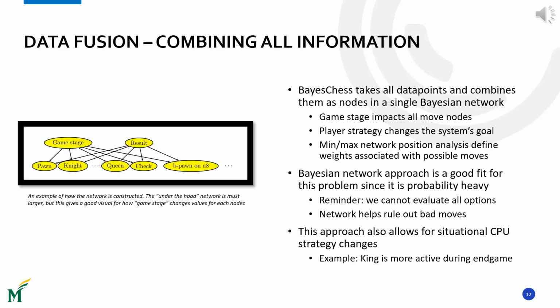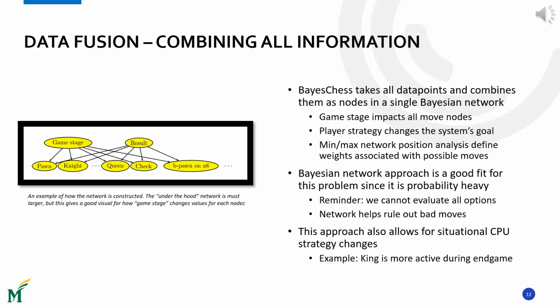After accounting for things like the stage of the game, the player's strategy prediction, and the min-max position analysis, BayesChess takes all of these data points and combines them into a single Bayesian network. This network is then used to predict the next best move after a given amount of calculation time. This type of network is a really good fit for chess problems since chess problems are so probability heavy. We can't possibly calculate every possible outcome, but we can rule out bad moves, and we can see what the most likely possible answers would be, and potential alternatives as well.